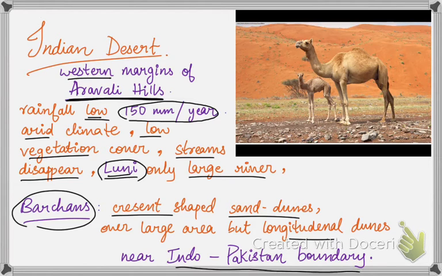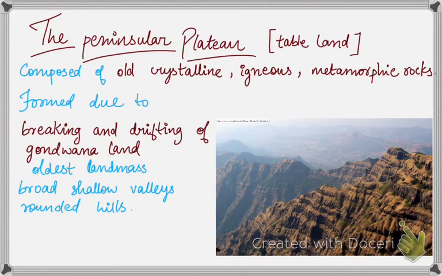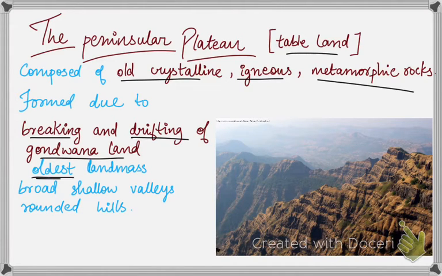So that was all about the Indian desert, and now let's start with the Peninsular Plateau, and then we'll take a small break. So the Peninsular Plateau is a tableland which is composed of old crystalline, igneous and metamorphic rocks. These peninsular plateaus are formed due to the breaking and drifting of Gondwana land, as we had seen in the case of the Himalayas, and so these are one of the oldest landmasses. These have broad and shallow valleys and rounded hills throughout.